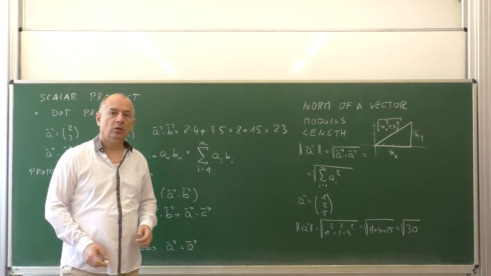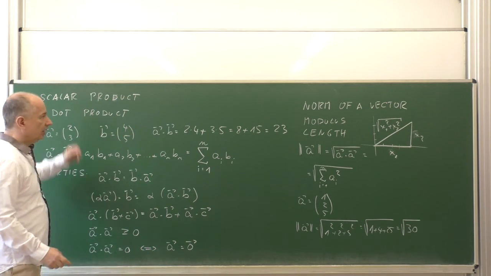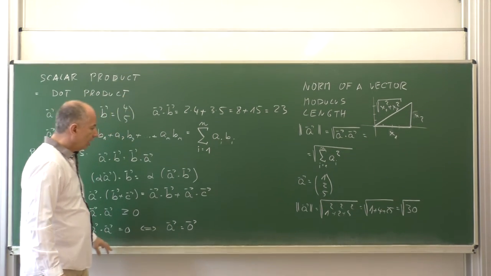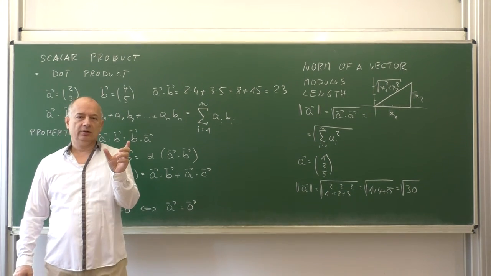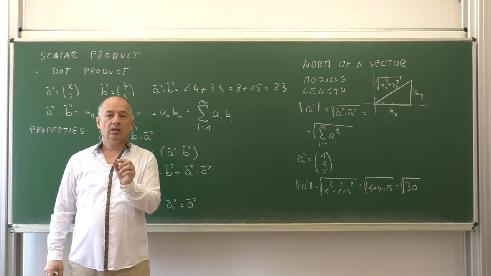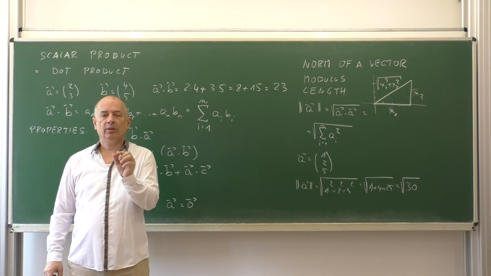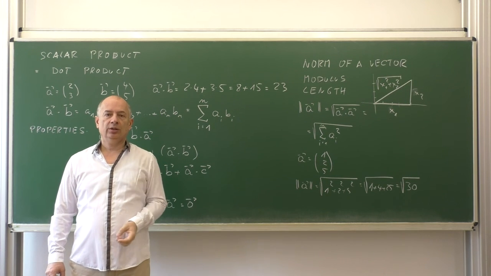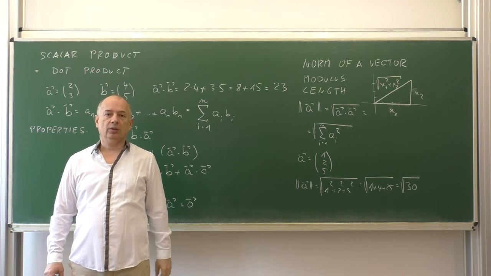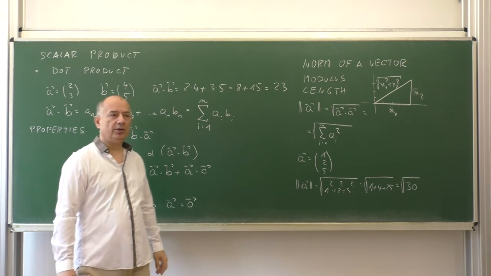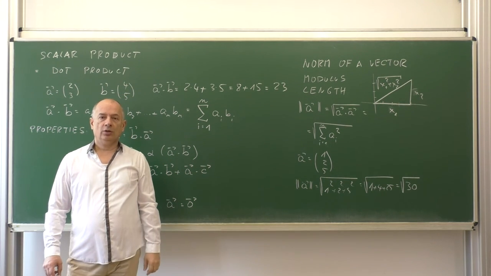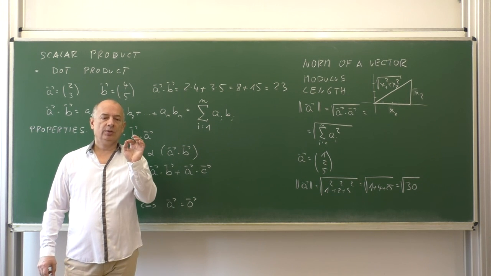In this section, we will discuss what is a scalar product and what is a norm of a product. We have seen that if we have a vector and a scalar, we can consider the product. We can multiply the vector by the scalar, namely multiplying each component with the given scalar, with the given number. Another operation is the scalar product, also called dot product because its symbol is dot.